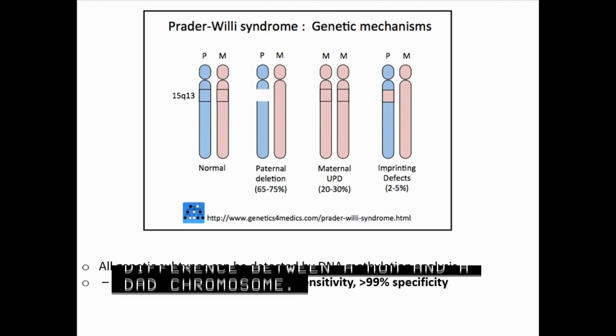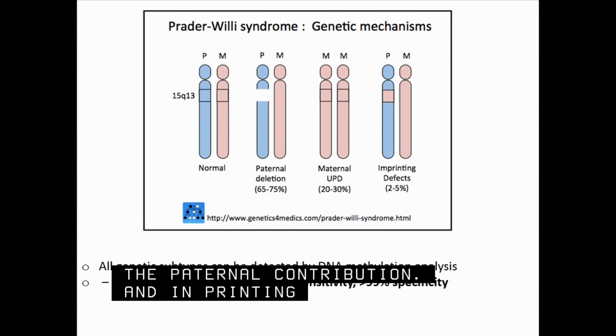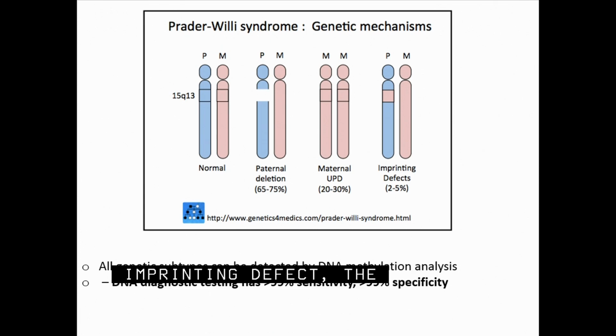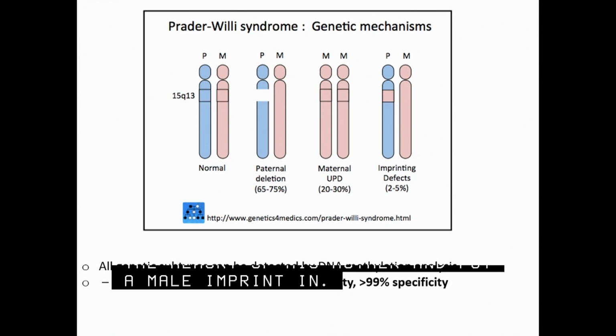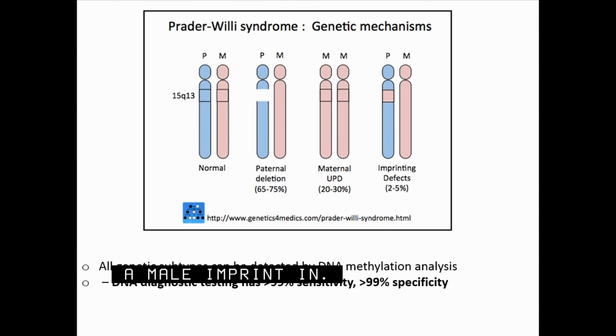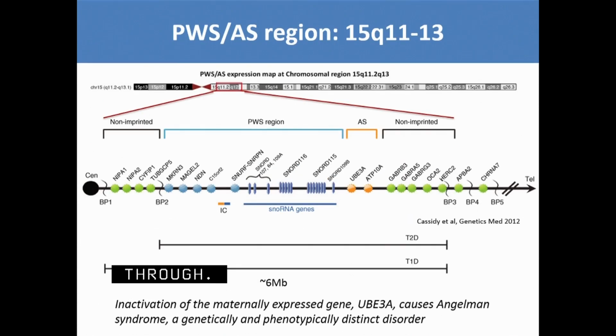And then an imprinting defect: the region is from the dad, but still thinks it's from the mother. Basically, the dad's mother passed her 15 on. In spermatogenesis, the father is supposed to wipe the memory of his mother and put a male imprint on. But sometimes on the assembly line making sperm, it doesn't always happen, and the paternal grandmother's imprint comes through. It's a defect in the imprinting process. But the key thing is you're missing a paternal contribution.